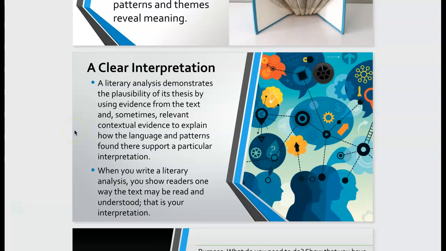So a lot of examples from the text, right? That should be something you're going to be quoting, you're going to be citing information because you're going to have to use at least one source for your essay. So make sure you're using evidence to support whatever it is you're arguing, okay? When you write a literary analysis, you show readers one way the text may be read and understood. That is your interpretation. So you have to interpret this, and it has to be original, and you need to use evidence, right? So it should be clear what it is you're arguing, how it is you're interpreting this text, okay?